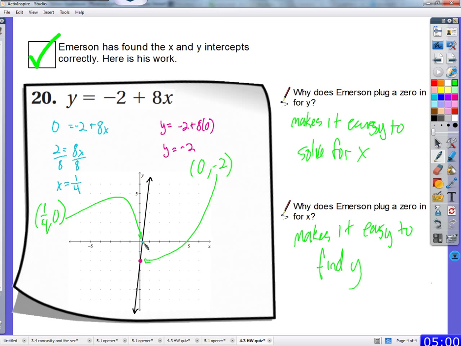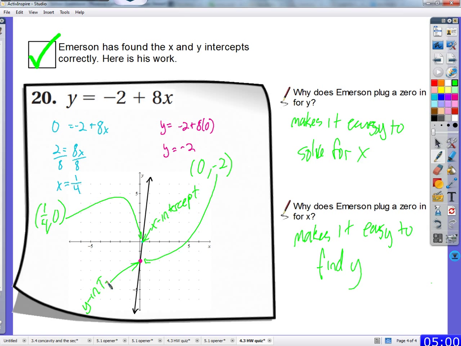What is this point called? It's got a special name. Origin. Yeah, that's really close. That's the origin. What's this point right here? X. It's name. X what? The x intercept. And this one? Y intercept.